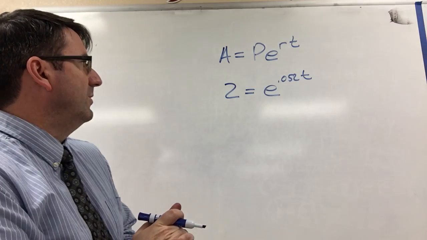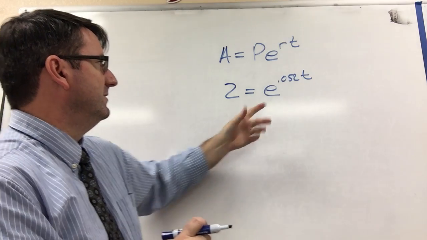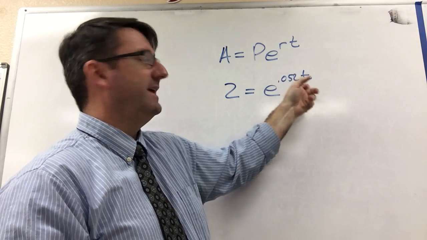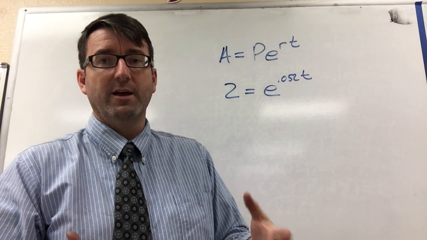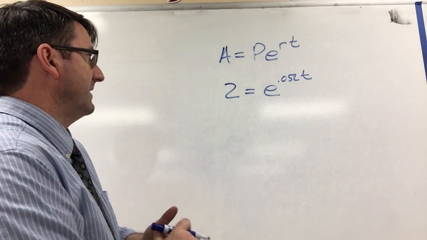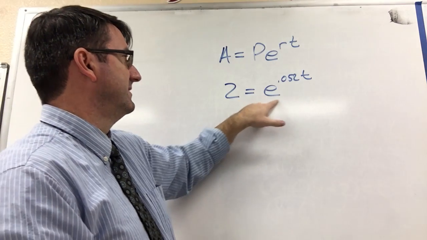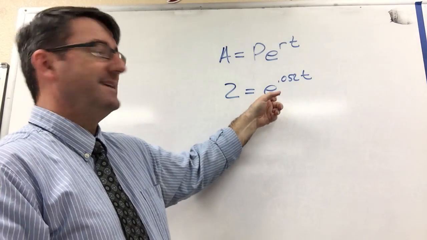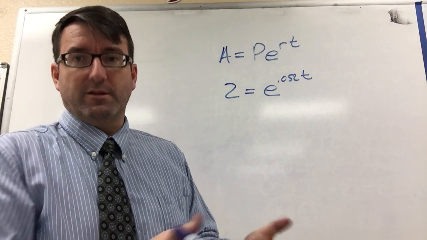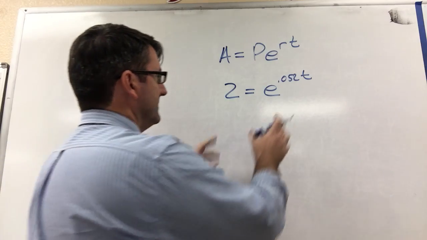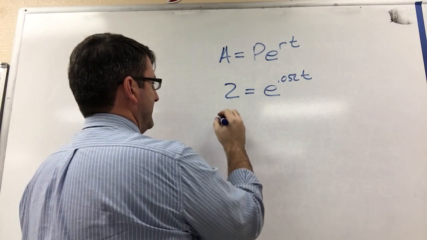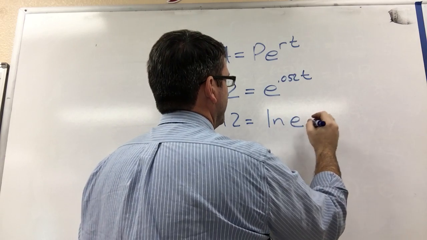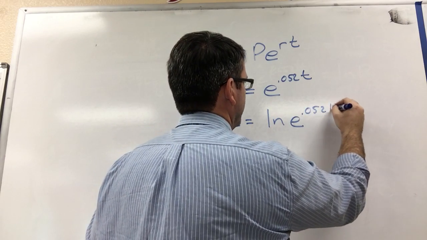All right, now the variable that we're trying to solve for, t, is up here in the exponent, which means that we're going to need a log to solve for that. And the base of this exponential term here is e, so we're going to need a natural log, base e. So let's take the natural log of both sides. Natural log of 2 is equal to the natural log of e to the 0.052t.